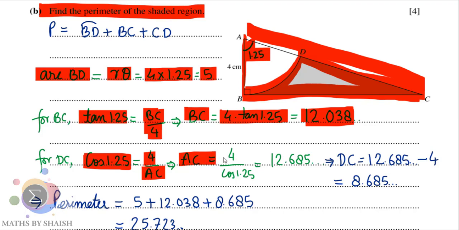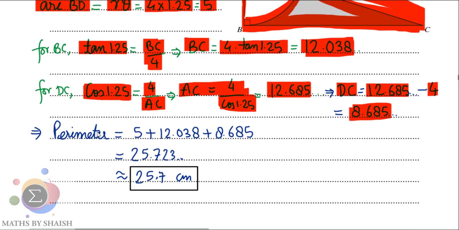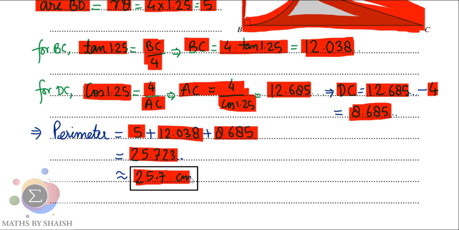So from here, AC becomes 4 over cos 1.25, which is 12.685, and hence DC would be this total length minus 4, because this AD is also a radius, that is going to be 4. So we got 8.685. And finally the perimeter would be this arc length, BC length and DC length. So it becomes 25.723, and to 3 significant figures we can write our answer as 25.7 centimeters.